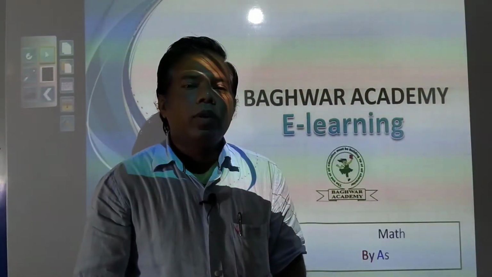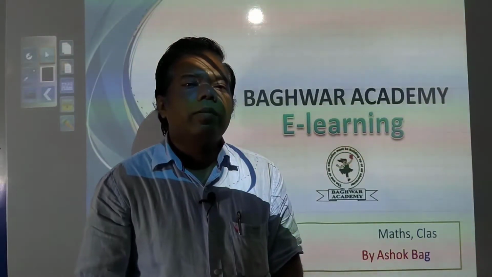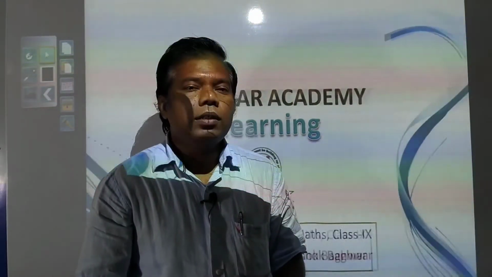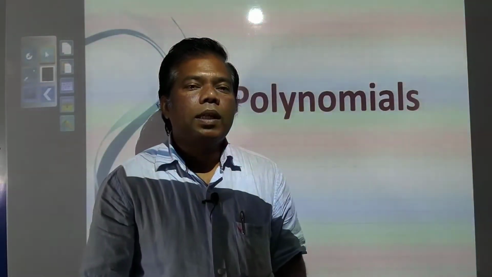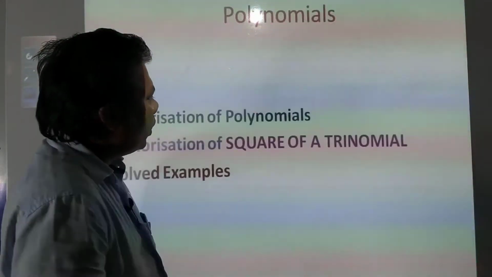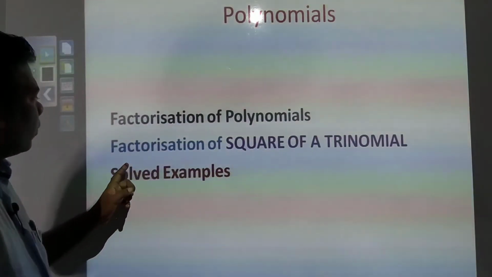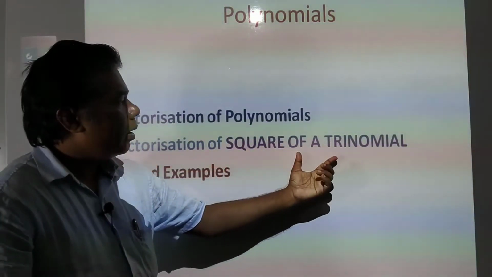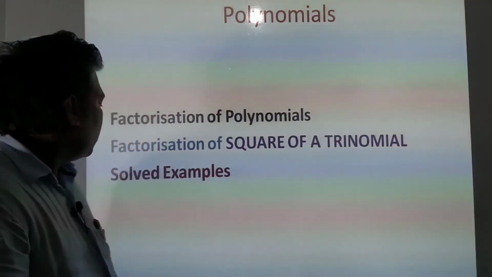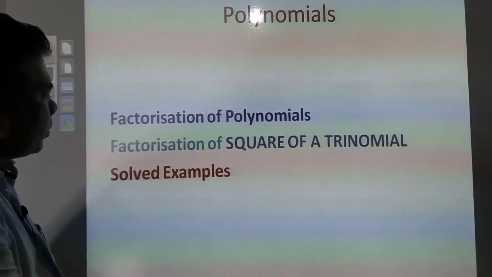As we have been doing polynomials, and under polynomials we have started factorization. Already we have completed exercise 3C in the last class, and today we are going to see factorization of the square of a trinomial and we will see some solved examples. So let's start.